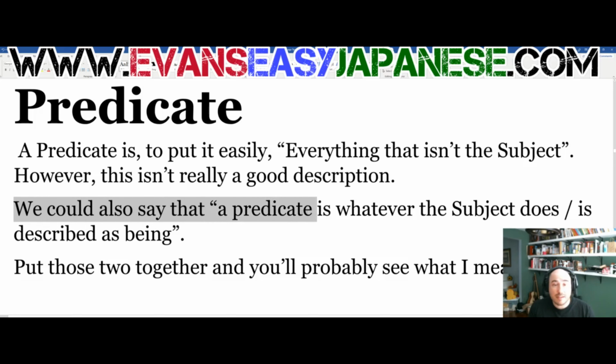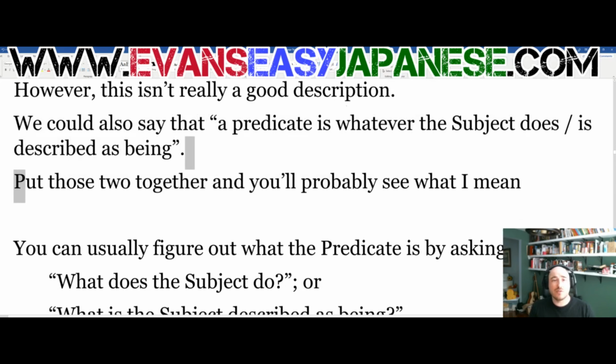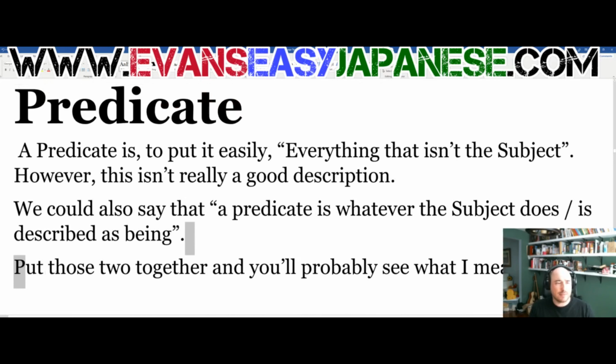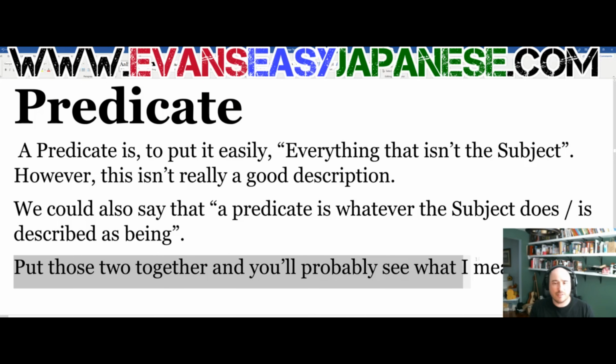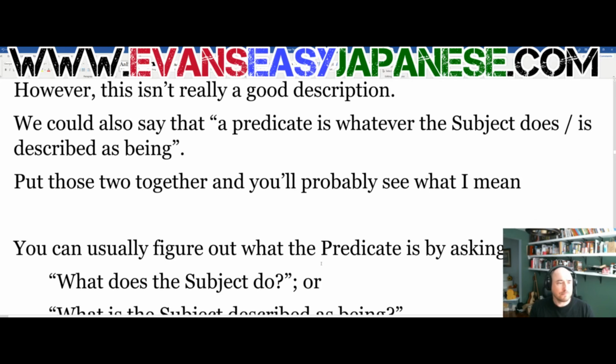We could also say that a predicate is whatever the subject does or is being described as. Okay, so basically, "I am fat." What is fat? I. That's the subject. And what is I? I am fat. That's the predicate. If you put those two up here, with the translations, explanations, and definitions that I gave up here, you'll be able to see what I mean.